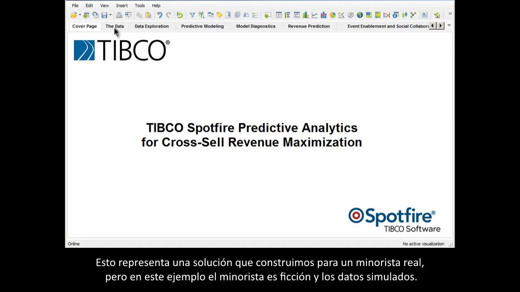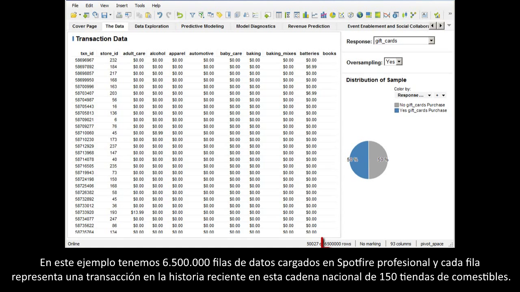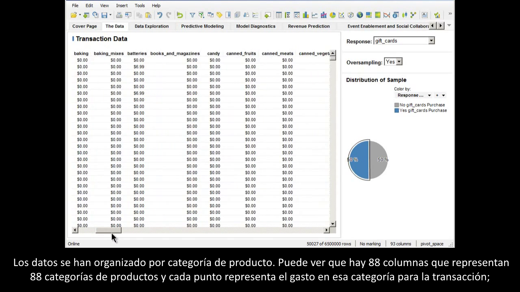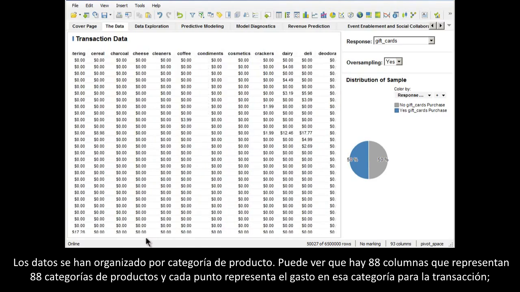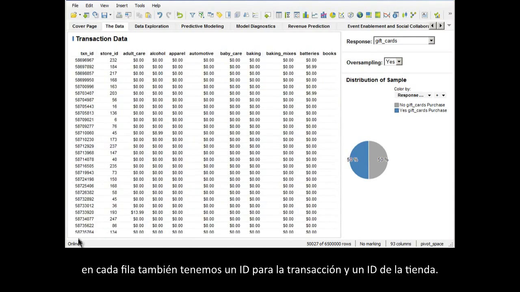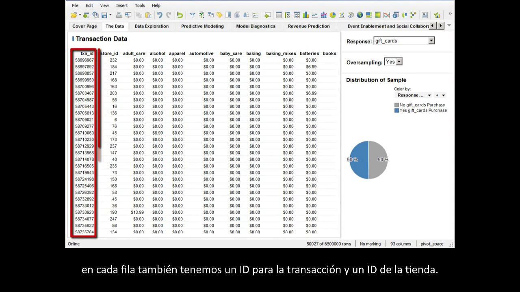the data is simulated. In this example, we have 6.5 million rows of data loaded into Spotfire Professional, and each row represents a transaction in recent history in this national chain of 250 grocery stores. The data has been pivoted by product category, so you can see there are 88 columns that represent 88 product categories, and each cell represents the spending in that category for that transaction. In each row, we also have a transaction ID and a store ID.